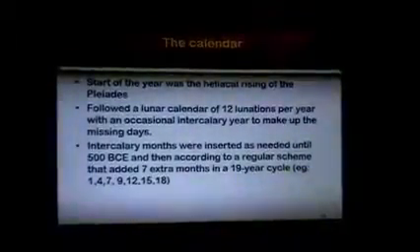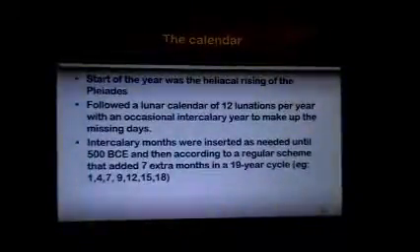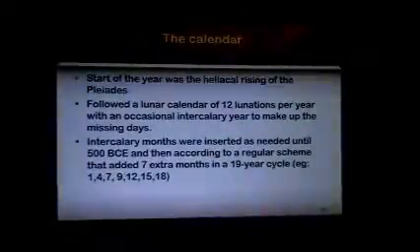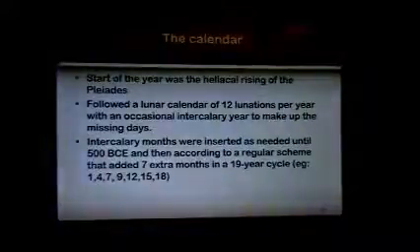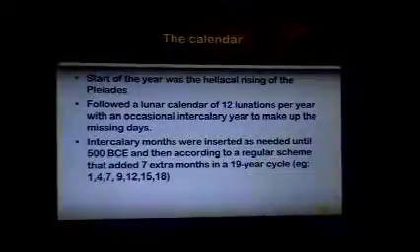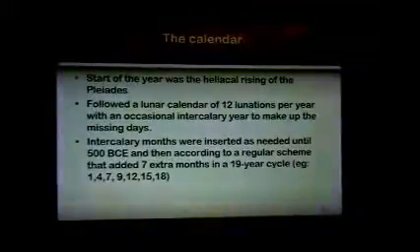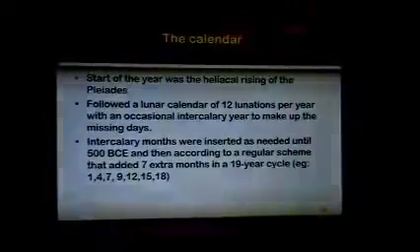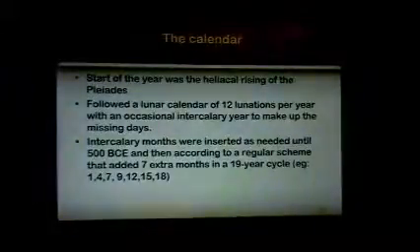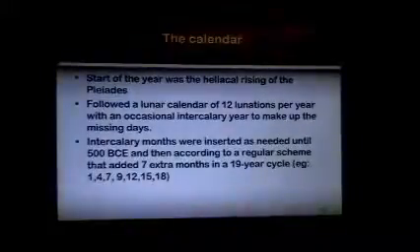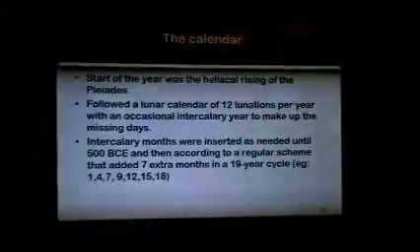Calendar. They started the year with the heliacal rising of the Pleiades, meaning the first visibility before sunrise, or after sunset, rather. And they had a lunar calendar, so they had 12 lunations in a year. Of course, that's not enough. There's 30 days in a month, although they observed each month, so some had 29. And so they didn't come out evenly at the end of the year. So after a number of years, your calendar was out by a month, so they'd throw in an extra month called an intercalary month.